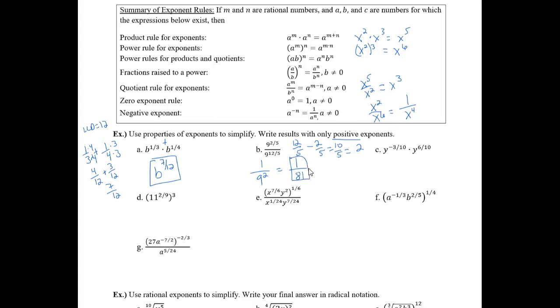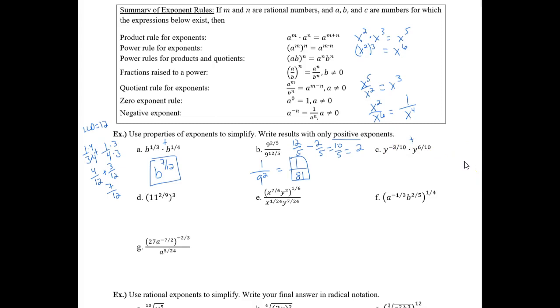Okay, you could always just subtract, get a negative 10/5, and then make sure you take the reciprocal. You'll end up at the same place. Next one, I have a base times a base again. This time I'm adding negative 3/10 plus 6/10.